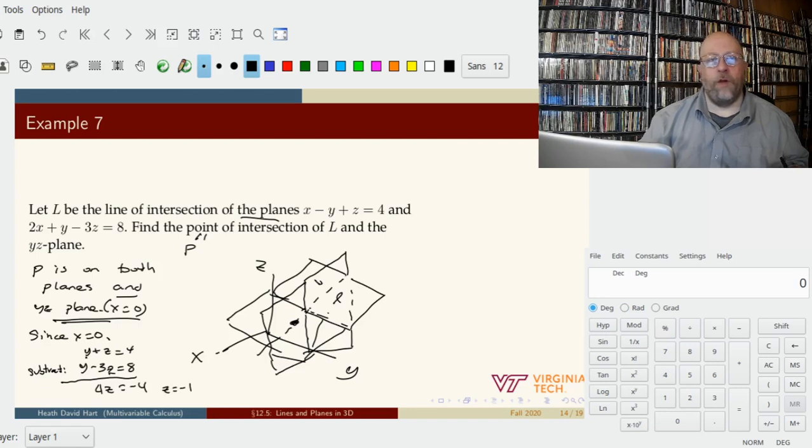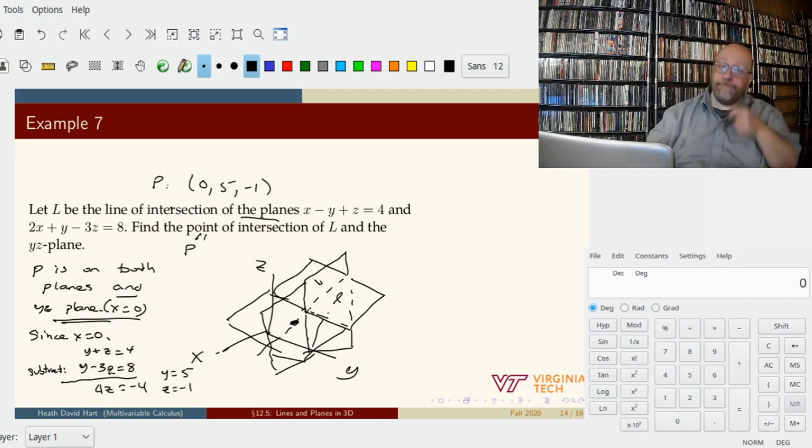And since Z is equal to negative 1 and Y plus Z is equal to 4, then Y is equal to 5. And so I didn't draw this correctly because the Z coordinate is actually below the XY plane, not above it. But the point of intersection is X is 0 because it's on the YZ plane, and Y is 5, and Z is negative 1. Okay? All right.